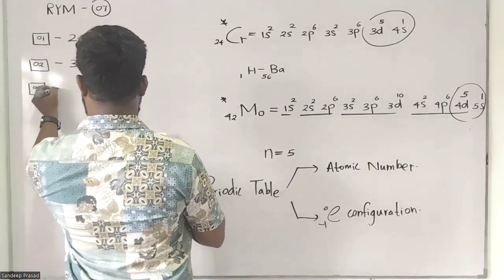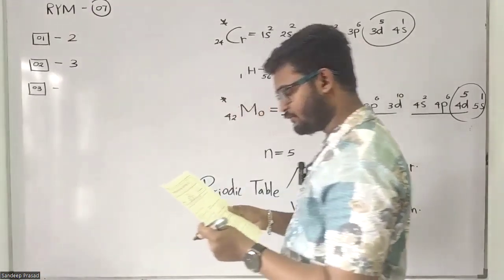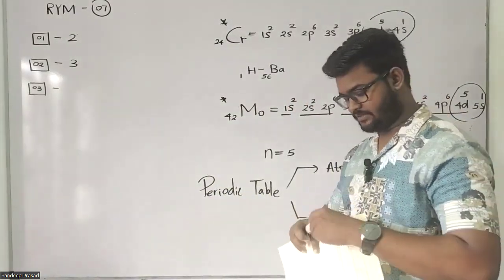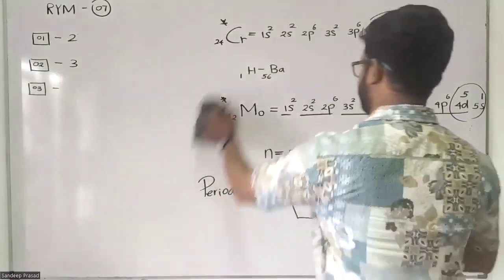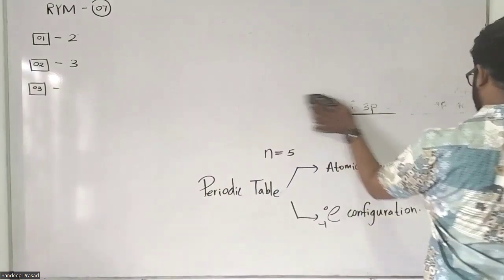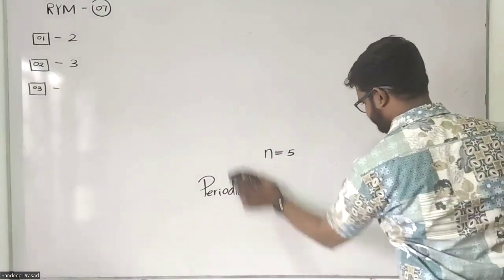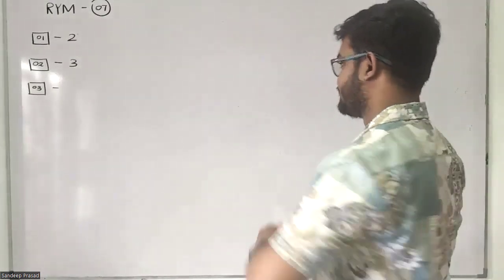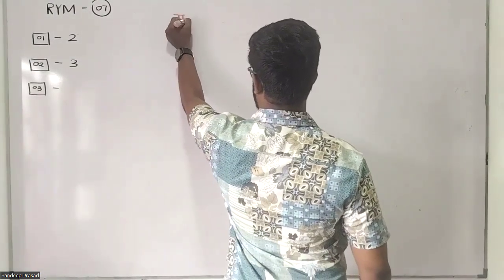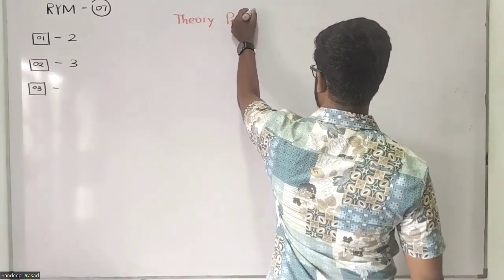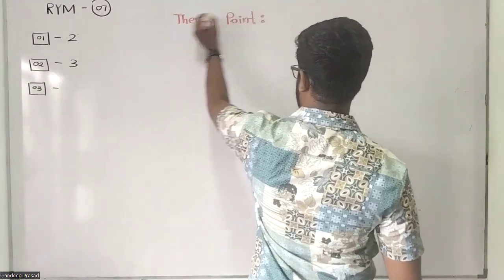Question number 3. The set of quantum numbers 2, 1, 0, plus half represents, right? So we have discussed the theories of quantum numbers. Can you remember? So what is the theory point of this question? Let's discuss the theory point of this question. Quickly revise. While discussing these papers, the advantage is you can revise all the theories you have learned, right?